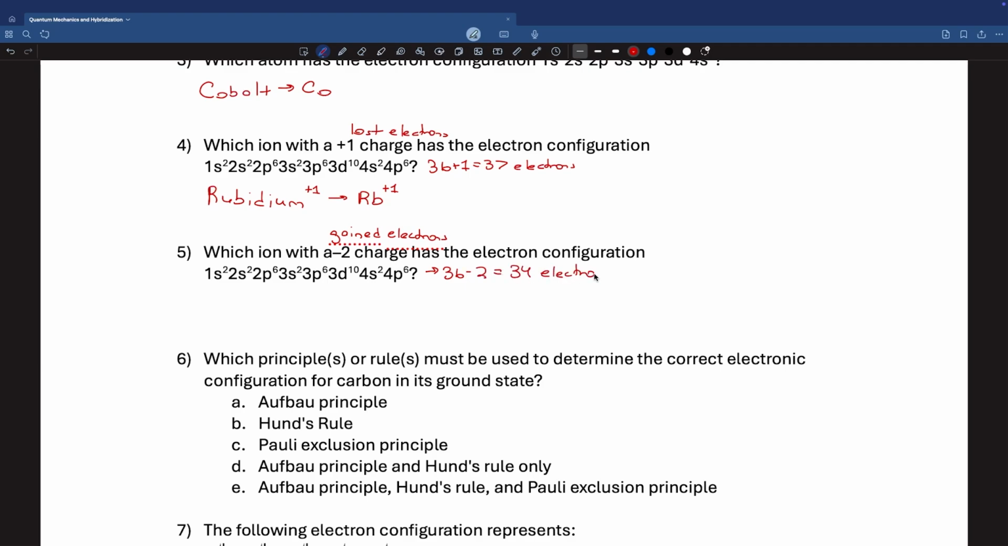And so the original element was actually selenium. It just has a negative 2 charge, selenium negative 2, or Se negative 2.